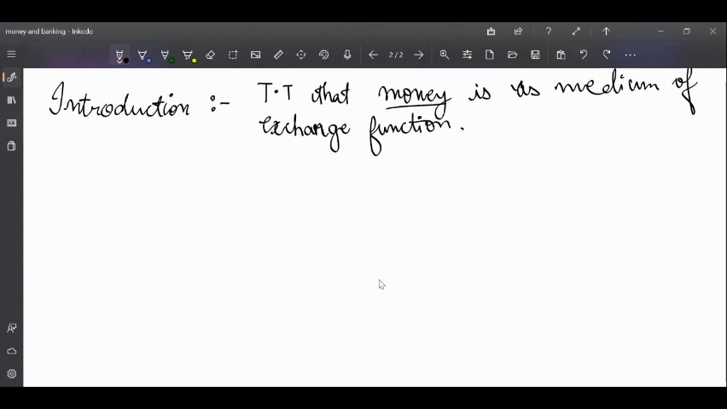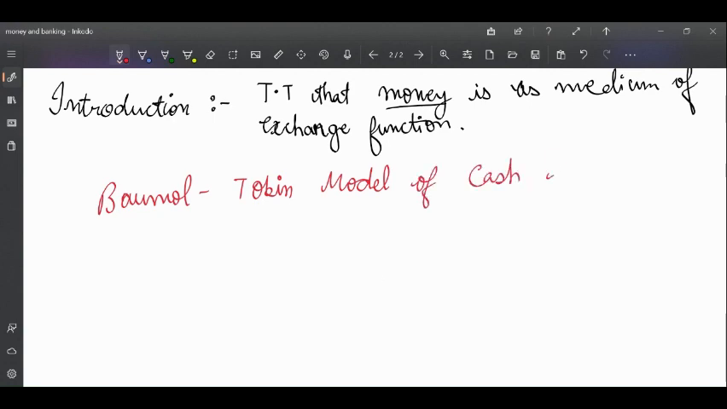Then there is one model associated with this, and that's Baumol-Tobin's model of cash management. It's saying how we are going to manage the cash. We all have cash and we are all confused about how to use it. Some prefer to spend it and some prefer to store it, isn't it? So this model talks about the expenditure of money, how the money is spent, what the medium is, and how we will be storing it.